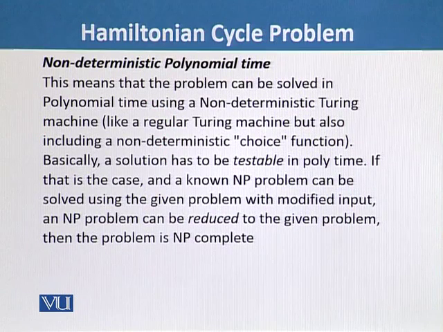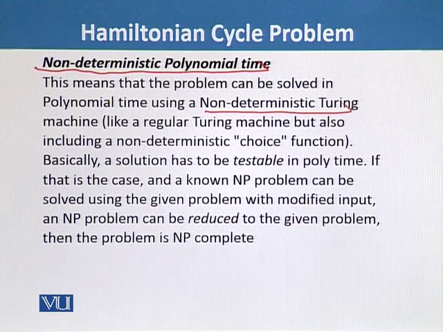So NP means non-deterministic polynomial time. It means that the problem can be solved in polynomial time using a non-deterministic Turing machine, like a regular Turing machine but also including a non-deterministic choice function. So basically a solution has to be testable in polynomial time. If that is the case, and a known NP problem can be solved using a given problem with modified input, then we can say the NP problem can be reduced to the given problem, and the problem is called NP-complete.